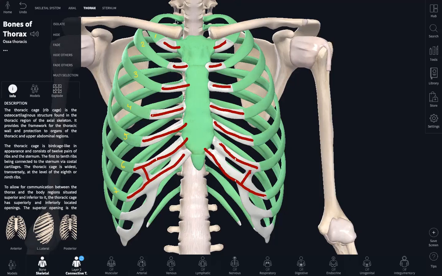Yes, sir. So because the first 7 pairs of ribs connect to the sternum via their own cartilages, these are hyaline cartilages in nature. Hyaline cartilage is a type of soft cartilage. It is one of the most primitive cartilages. It's a soft cartilage.